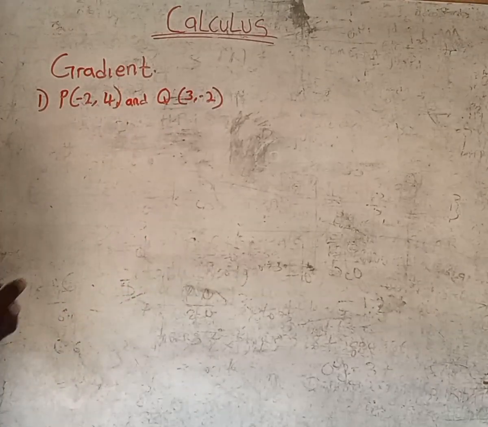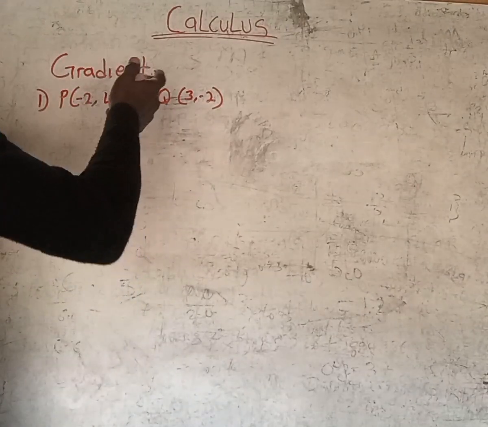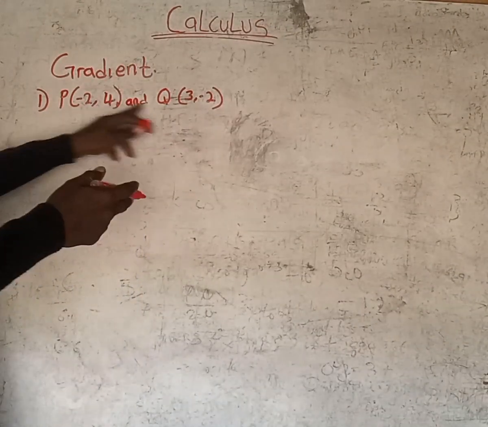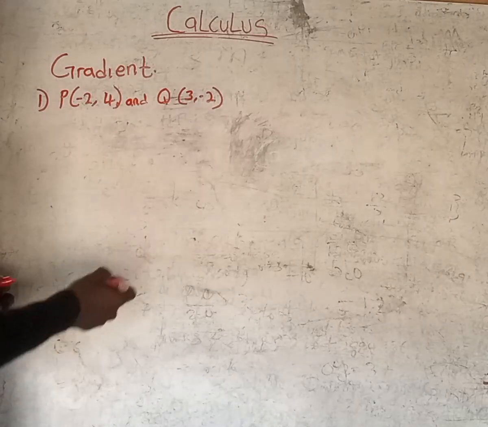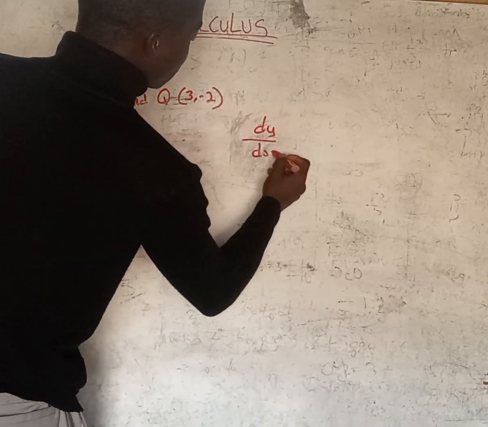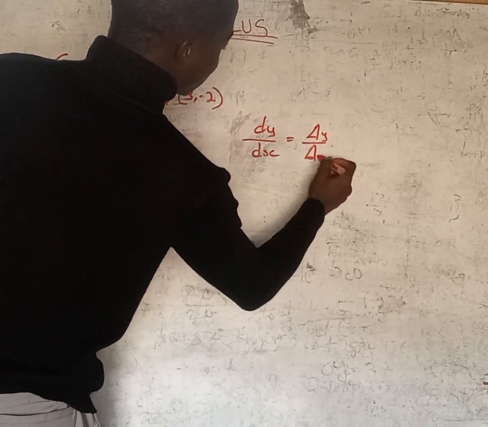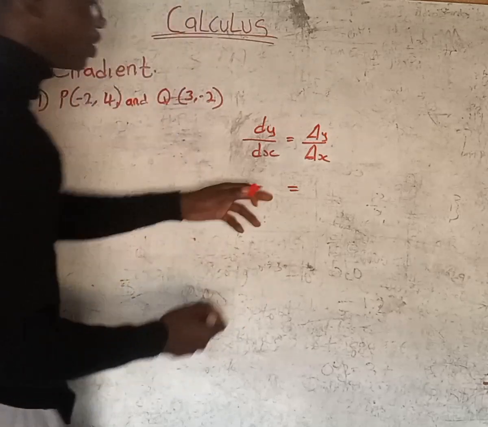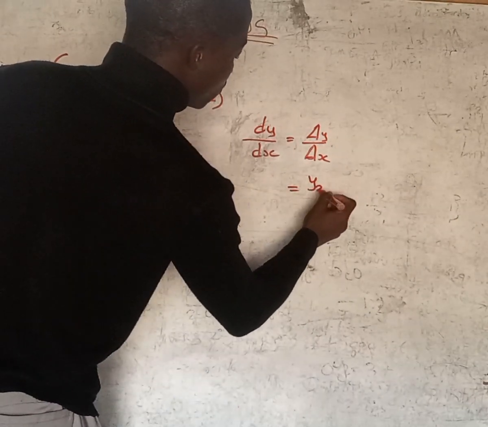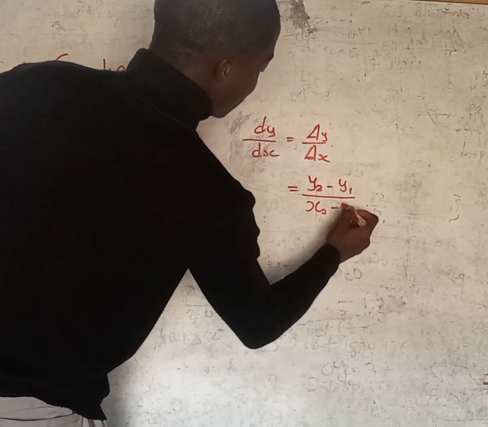Now let's proceed. Let's assume that we are told to find the gradient of the line joining these points P and Q. Don't forget, I told you that gradient is equal to dy/dx, which is what? Change in y over change in x. And change in y over change in x is what? y2 minus y1 over x2 minus x1.